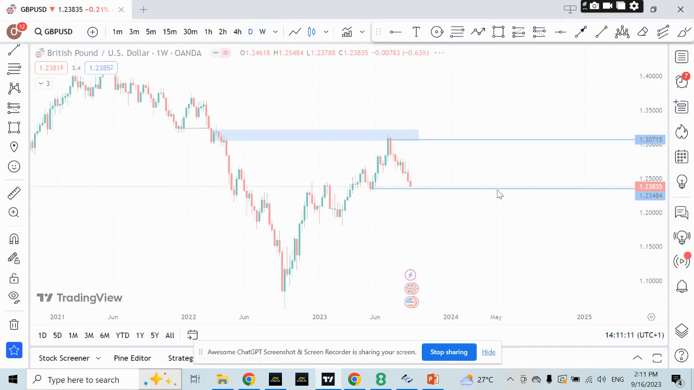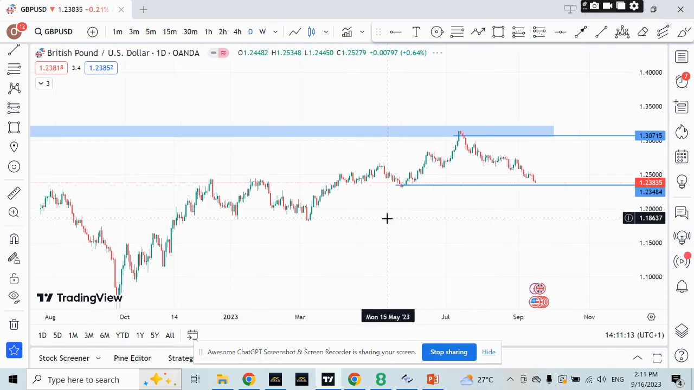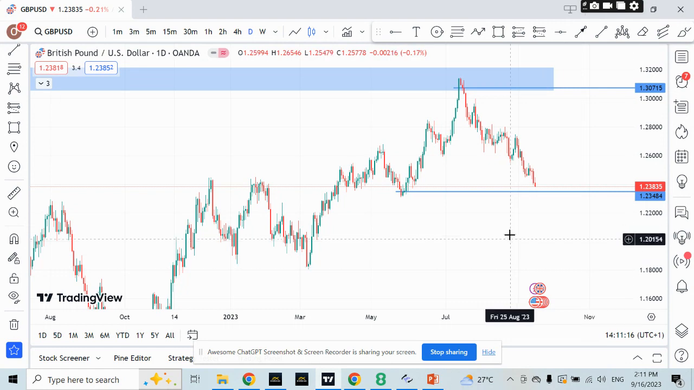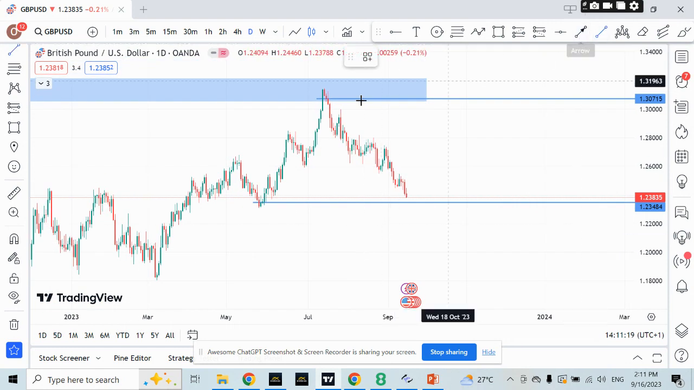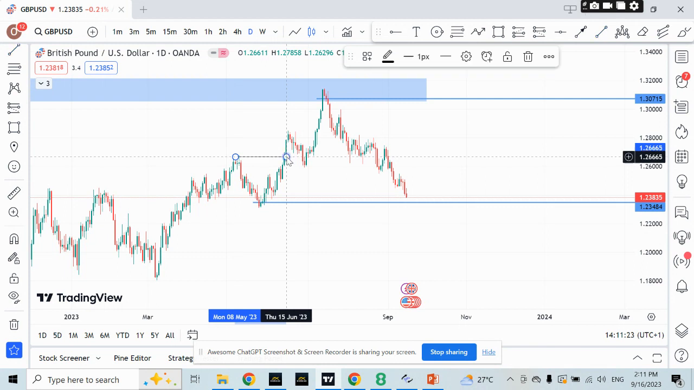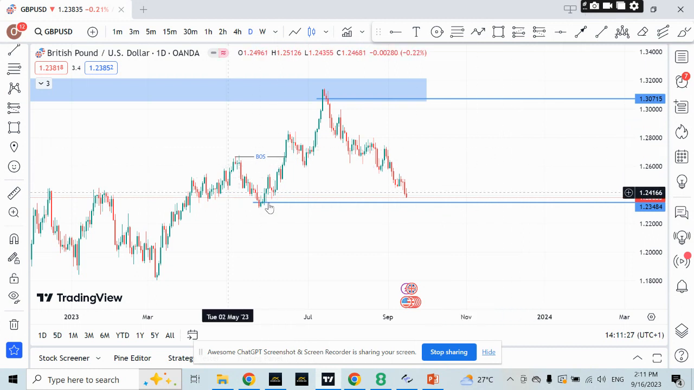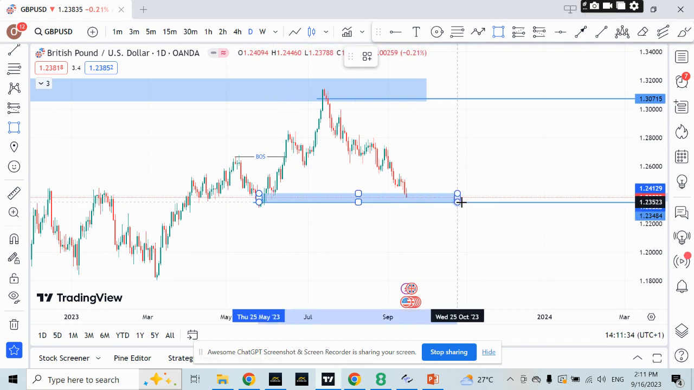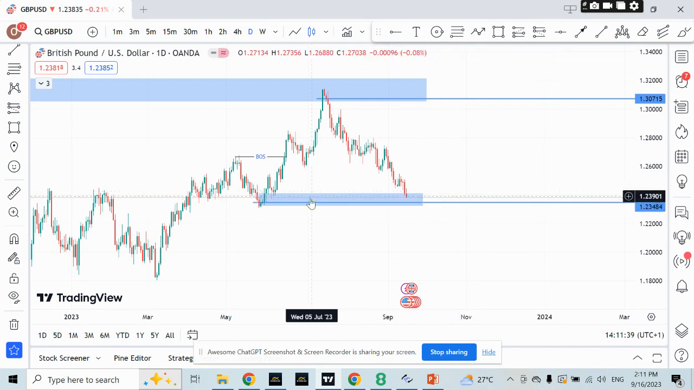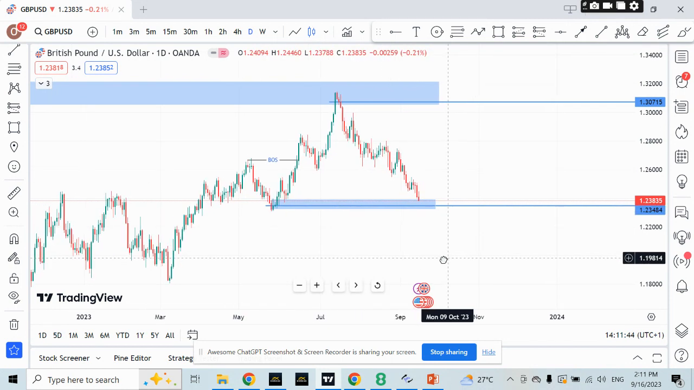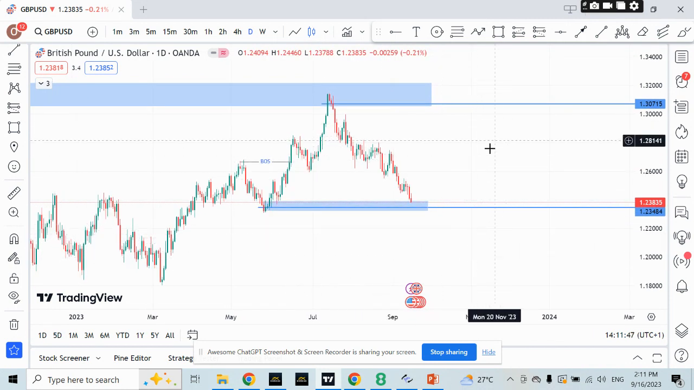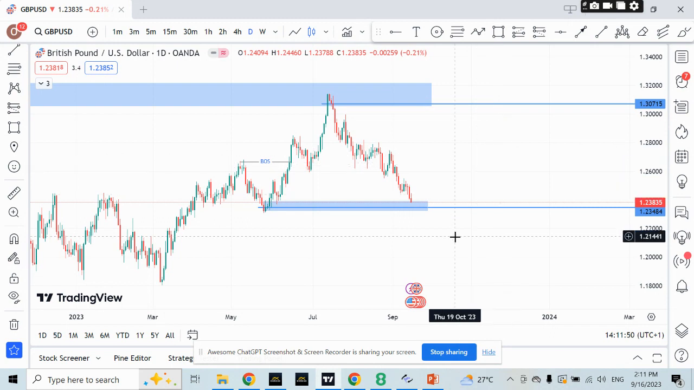Now, what is the daily time frame telling us? We can see a break of structure here. That's a break of structure, right? This is a demand zone. Price is currently at this demand zone. So will price respect this zone and change the direction of the market, or will it break this zone?